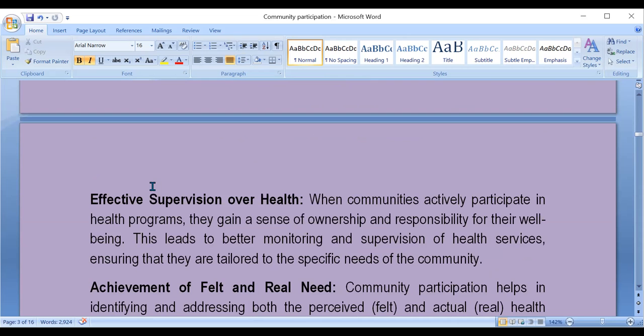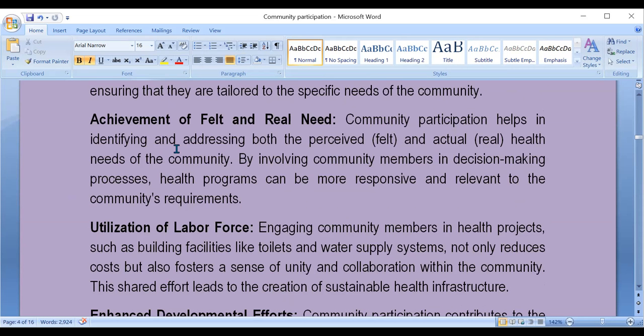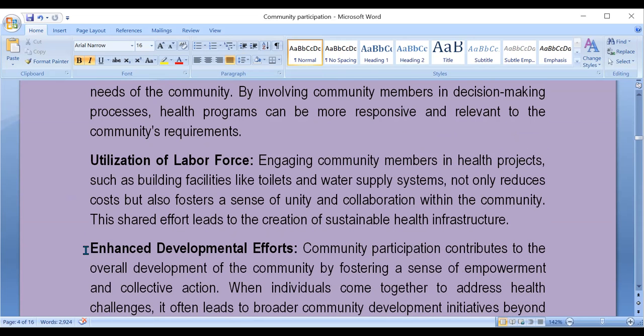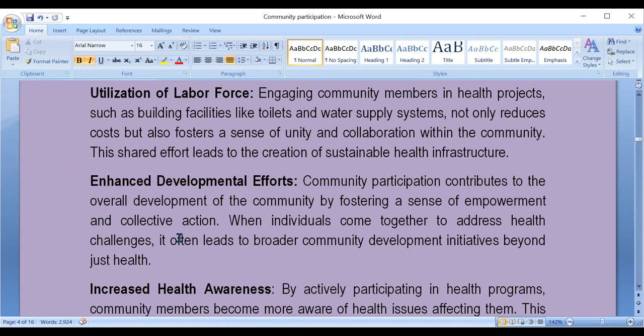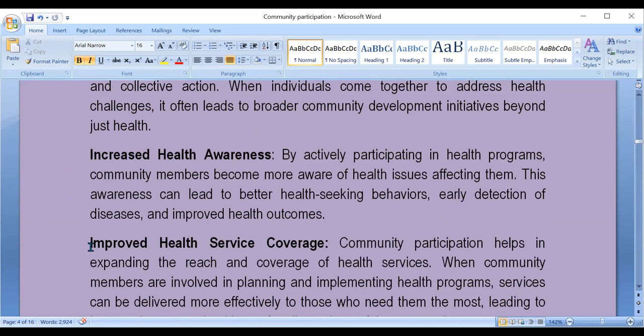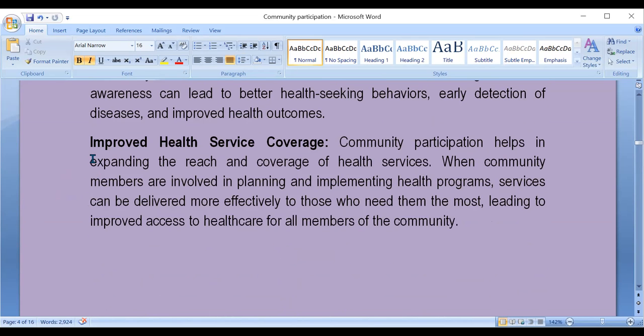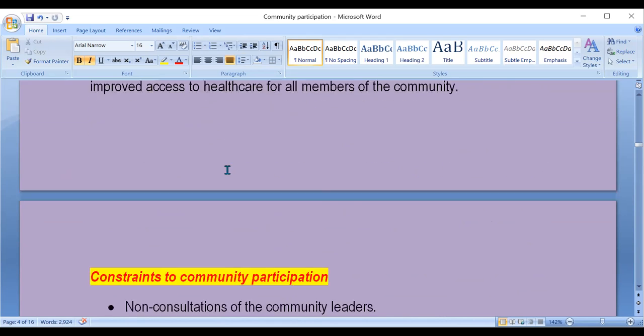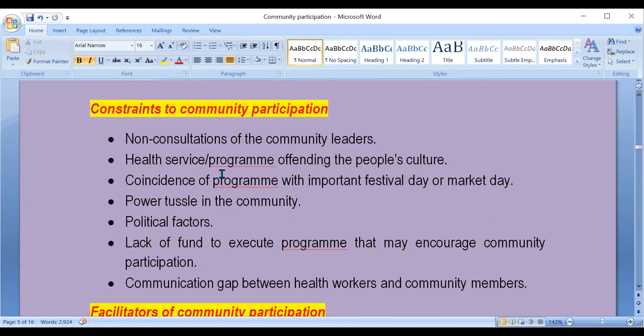We said it ensures effective supervision of health. It helps to achieve felt and real needs. It utilizes the labor force. It also enhances developmental efforts. It increases health awareness among the participants. It improves health service coverage. And we looked at the constraints to community participation.